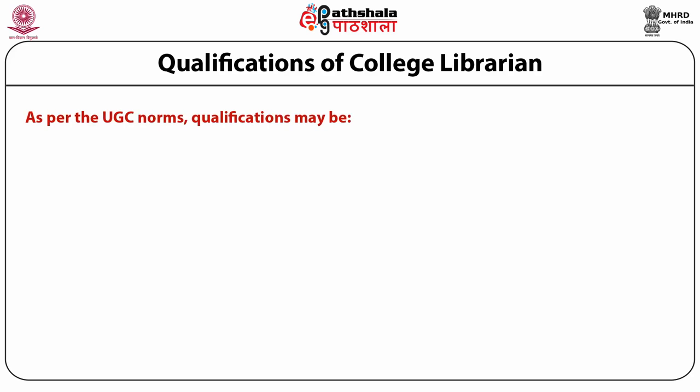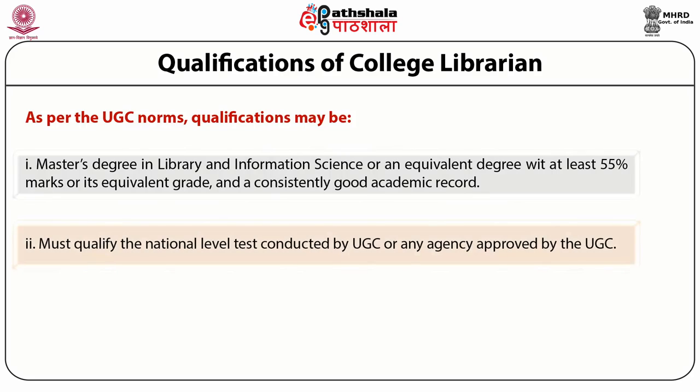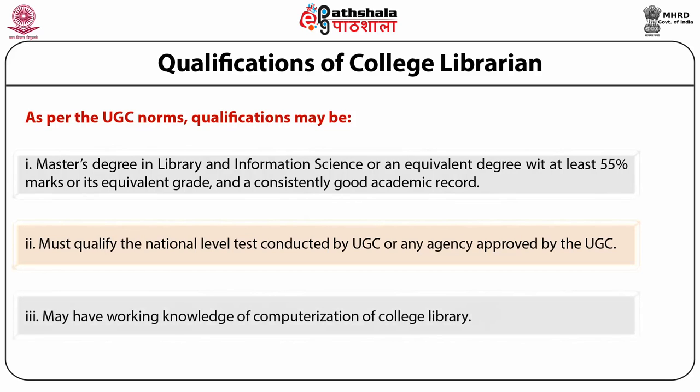As per the UGC norms, qualification for college librarian may be: 1. Master's degree in library and information science, or an equivalent degree with at least 55% marks or its equivalent grade and a consistently good academic record. 2. The candidate must qualify a national level test conducted by UGC or any other agency approved by the UGC. 3. Candidates may have working knowledge of computerization of college library.